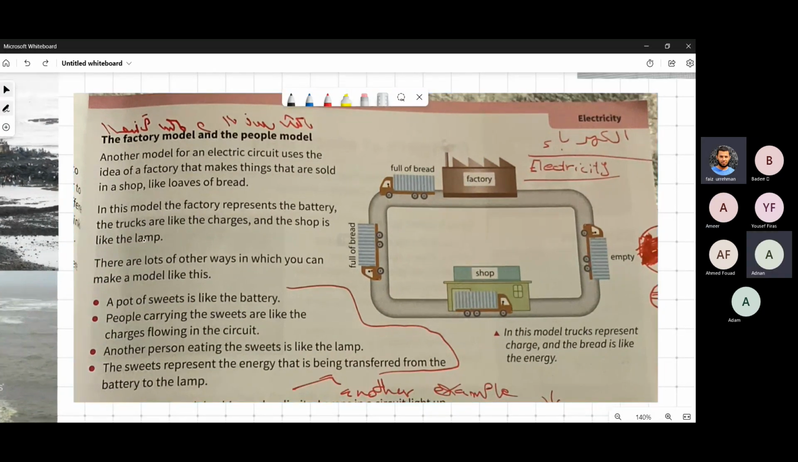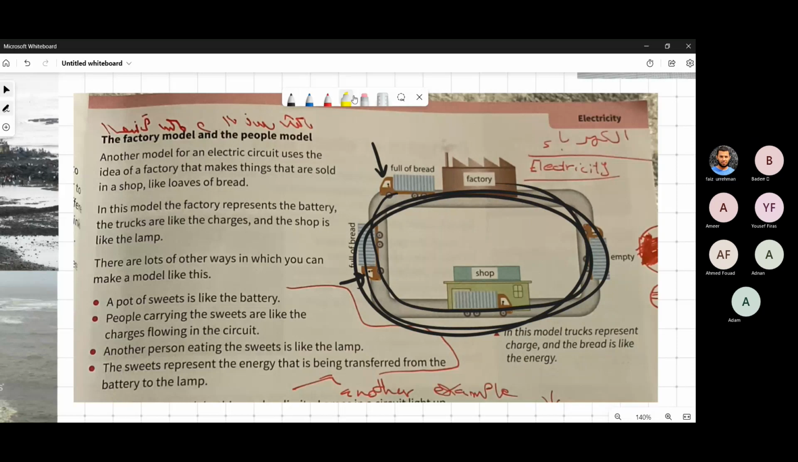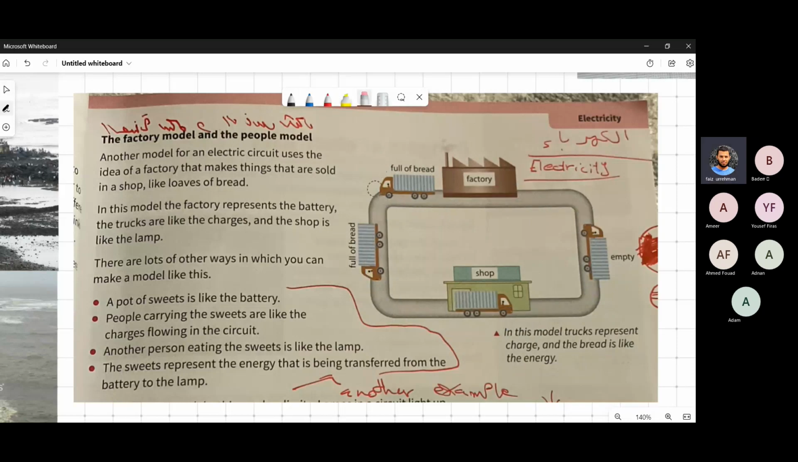Now, let's read some notes. Okay, the pots of sweets is like the battery. People carrying the sweets are like the charges flowing in the current. So these guys, they are like the charges. They are moving inside the circuit.